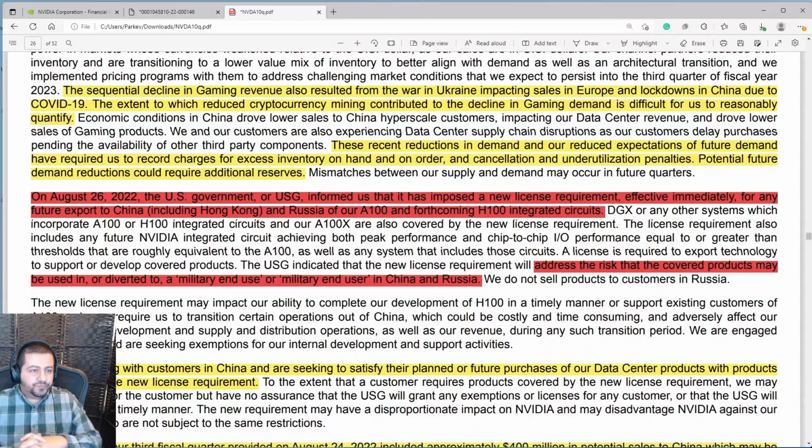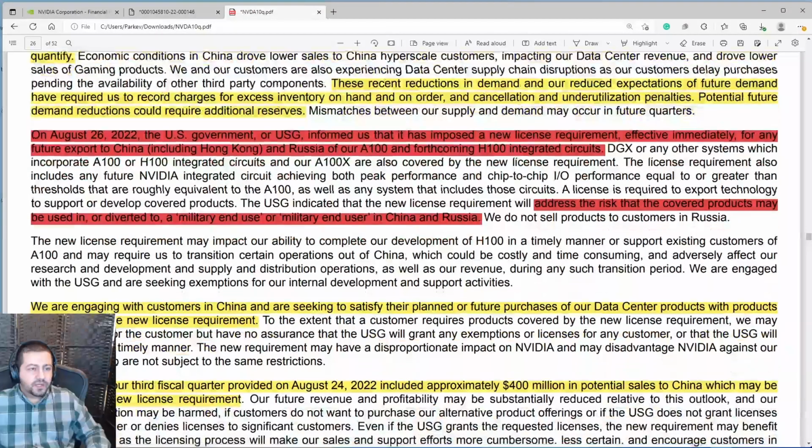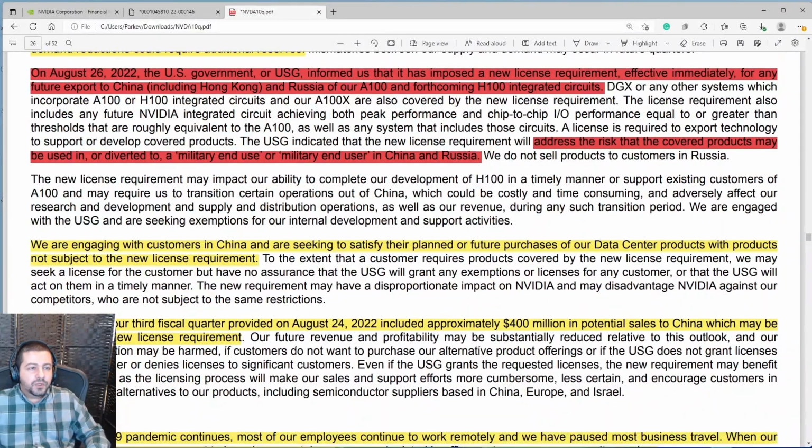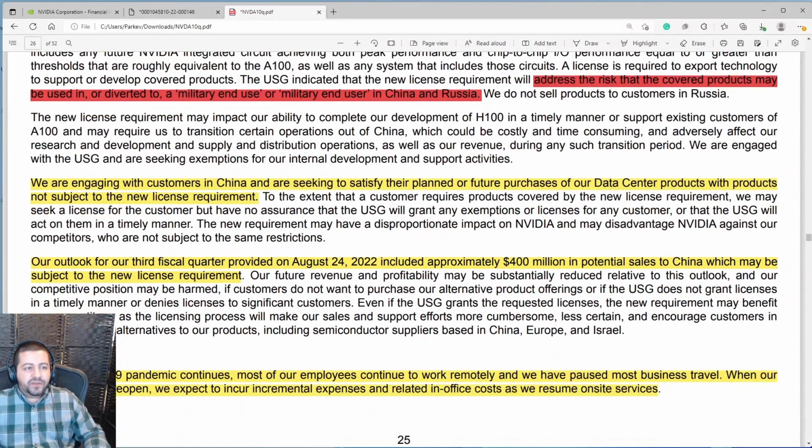All right, so Nvidia is trying to work with its customers in China to mitigate the impacts of this change by the U.S. government. However, they do note that it could reduce sales by approximately 400 million in its next quarter.